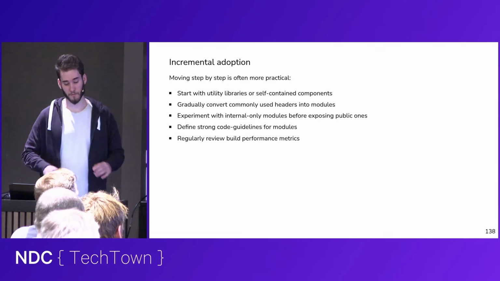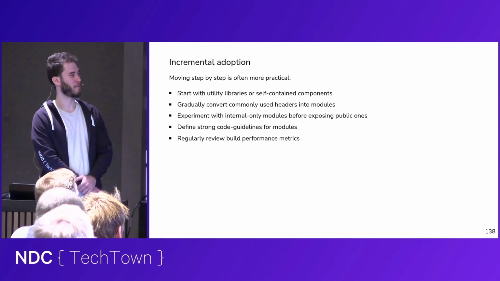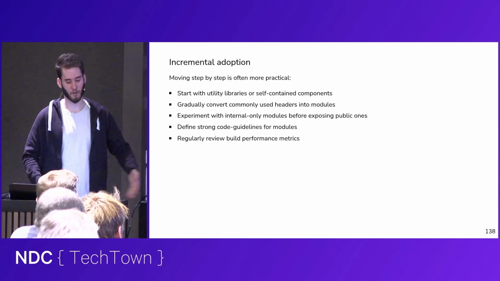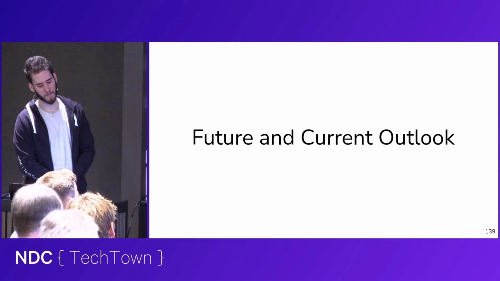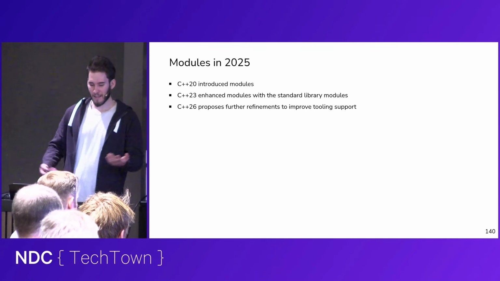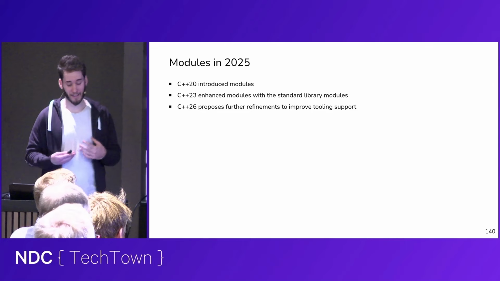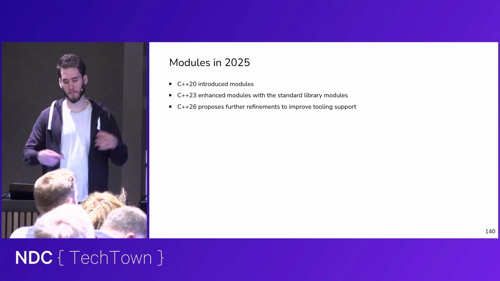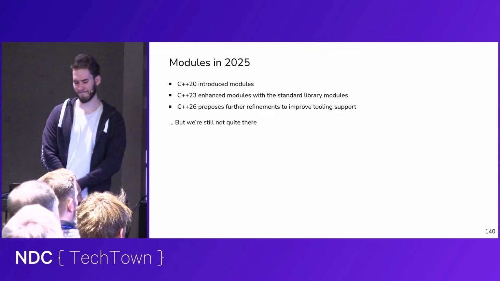You should also have some very strong code guidelines for using modules, and always be reviewing your build performance metrics, because it might not make sense for you to utilize them and have all of that effort to move to them. And for a future and current outlook of modules, they were introduced in C++20. C++23 came with enhanced module support, because now you can just import std. And C++26 has some further replacements to improve the tooling support. But we're still not quite there.